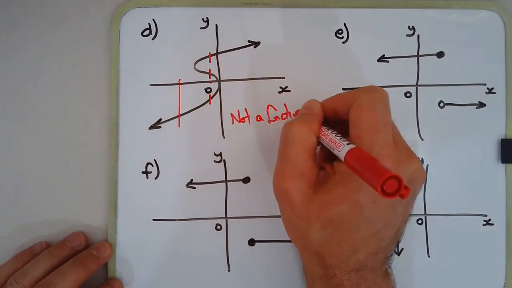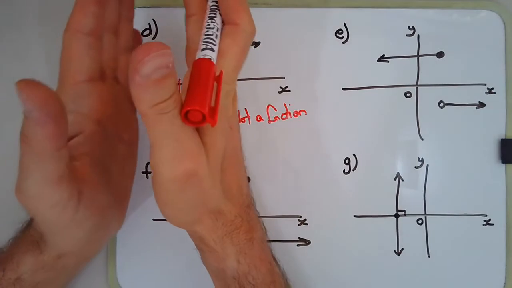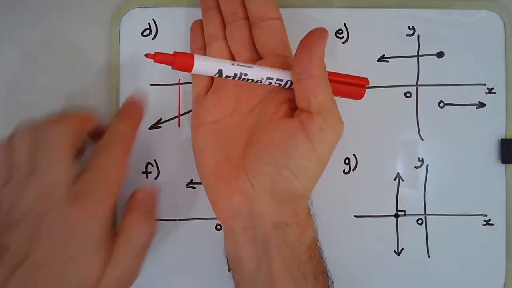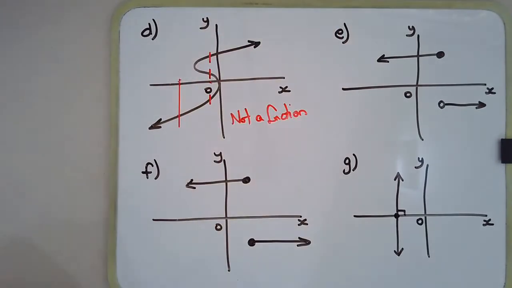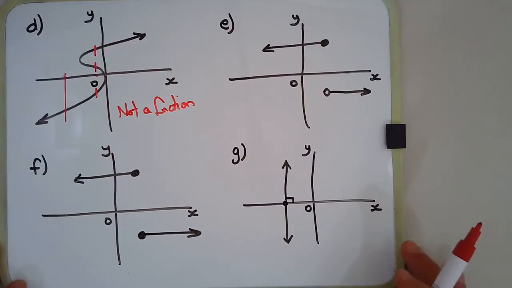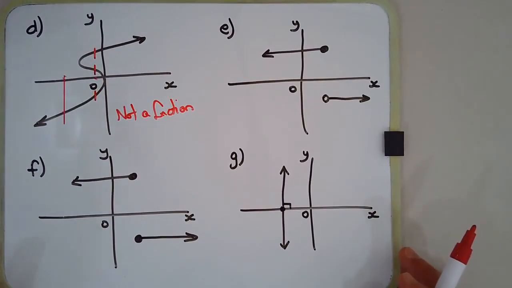Okay, we can get clever with this and say, oh, but hang on a moment, we can restrict the graph to just the left-hand side or the part to the right of the y-axis or whatever. We can look at that later on. But just for the purposes of determining, using the vertical line test, if it's a function or not, this one's not a function.